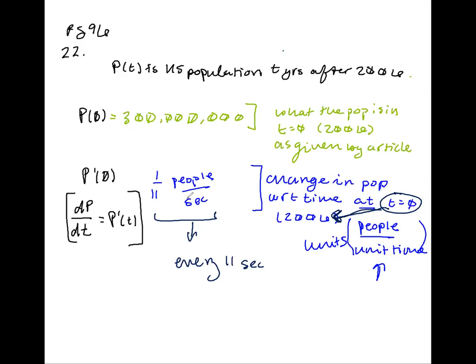And I know, you don't get 1/11 of a person per second. That's why it's kind of framed as 1 person every 11 seconds. But math-wise, that's the number that we would use.